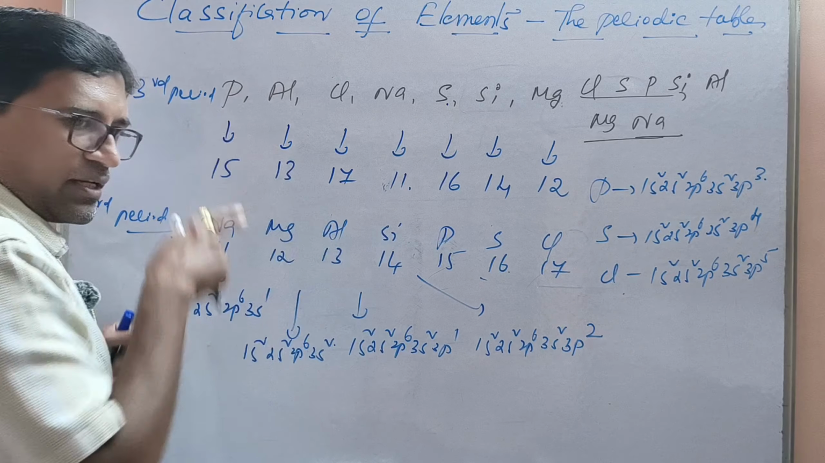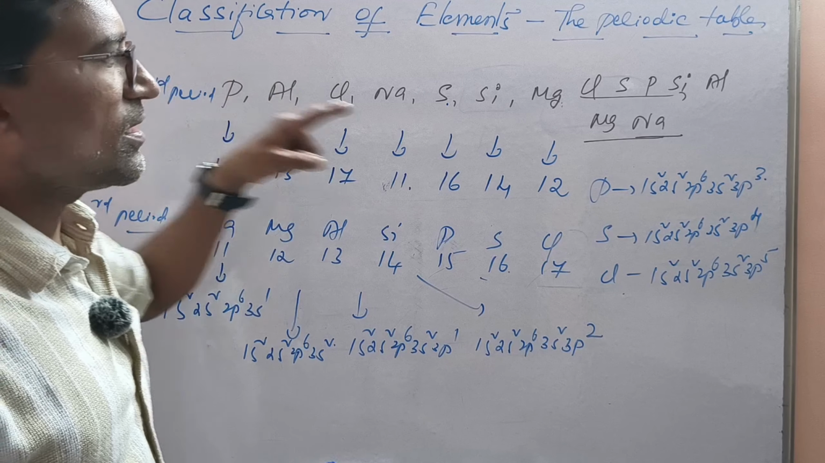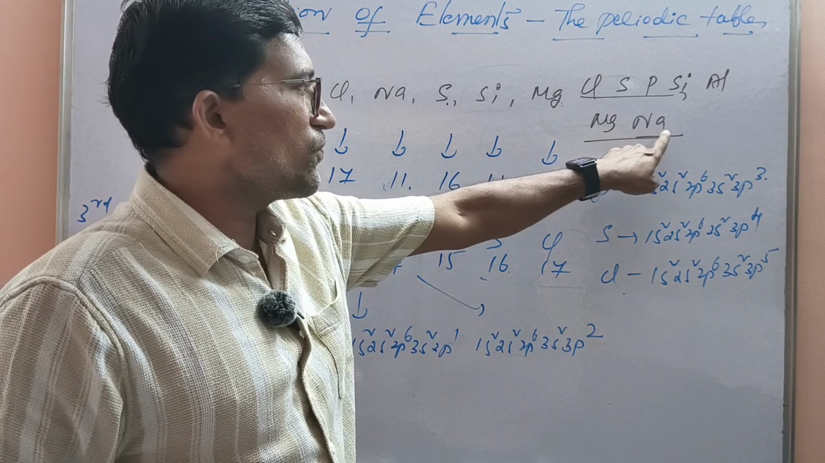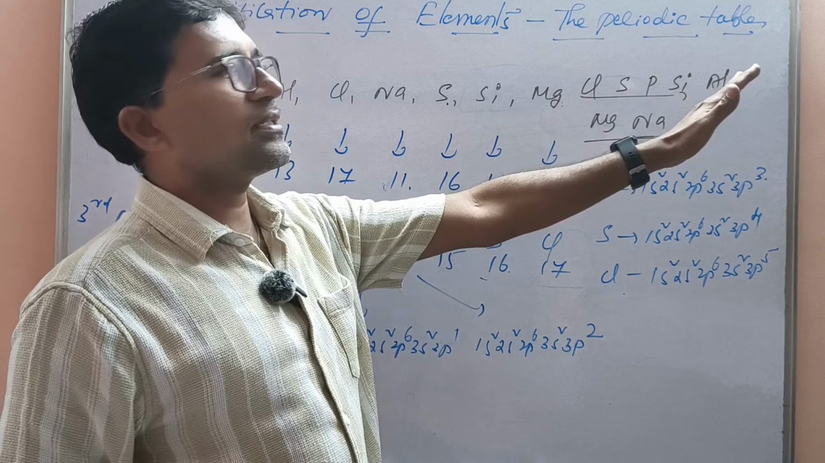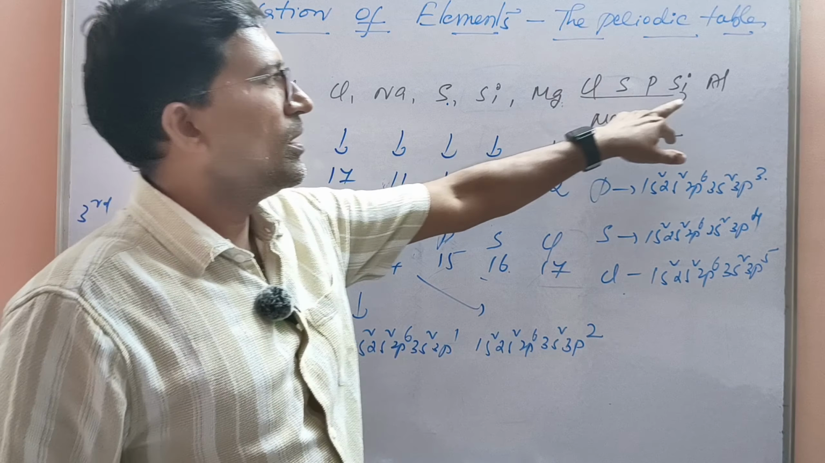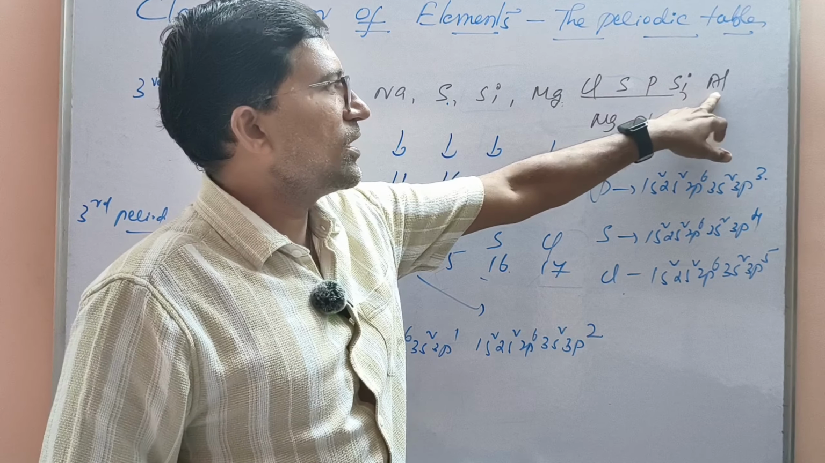The question asked was to arrange the elements in increasing order of atomic radius. The atomic radius is highest for sodium. Next, somewhat less, is magnesium, and next is aluminum. Then silicon, phosphorus, sulfur, chlorine. Is it clear? So this is the question.